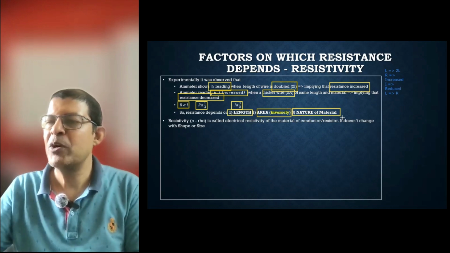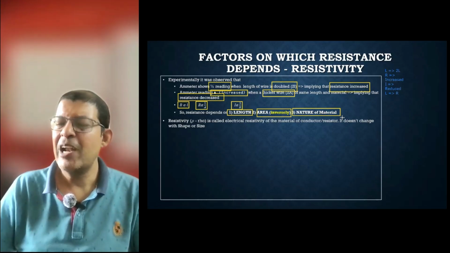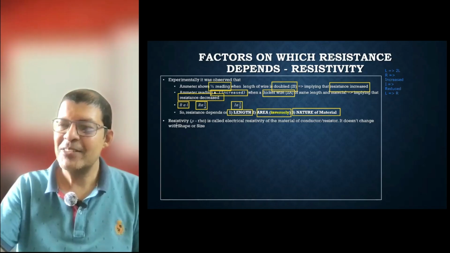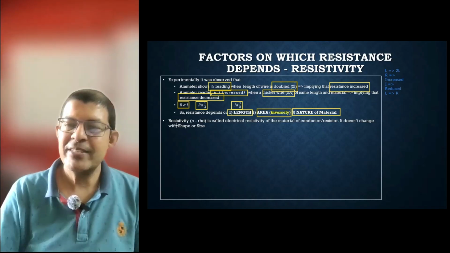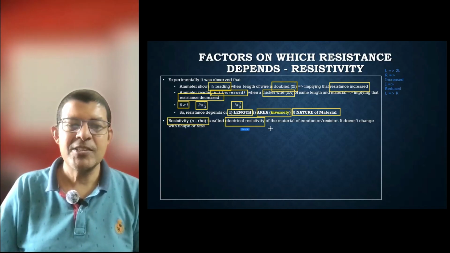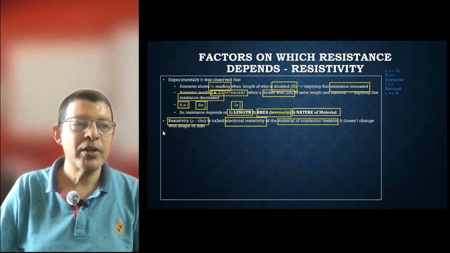The nature of the material can be copper, it can be aluminum, it can be iron, it can be anything. It can be an alloy or it can be a non-conductor itself, right? And this material, whether it is copper, iron, okay, these have some resistivity. This resistivity is called rho. It's called the electrical resistivity and depends on the material. It depends on the material of the conductor.